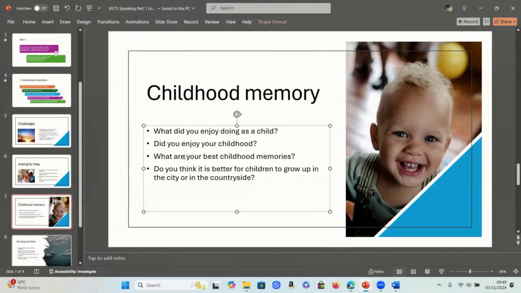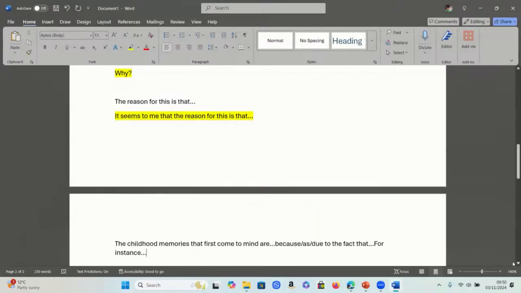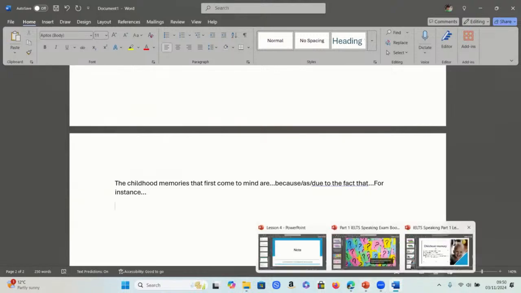So what are your best childhood memories? So the childhood memories that come to mind, or first come to mind, are, you could say something like that. You start like that, and then you want to say because or another word for because. So we'll say as or due to the fact that, and then we want to say for instance. And it goes along like this. Remember that. So even in the childhood memories, you think, oh, this is all going to be past tense, but it's not. They ask you present questions as well.